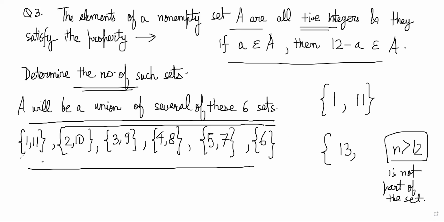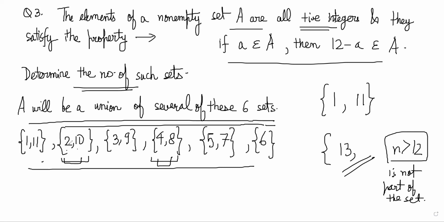You cannot put 0 because it's positive integers. You cannot put negative integers in it. You cannot have numbers above 12, including 12, because of this reason we'll get negative integers then. So it must be a union of these sets, and also, if you have 2, you must have 10. So this whole set must be part of it. Similarly, if you have 4, you must have 8, right? So it is clearly coming as a union of these sets.